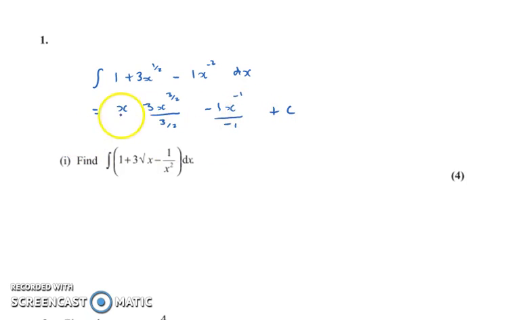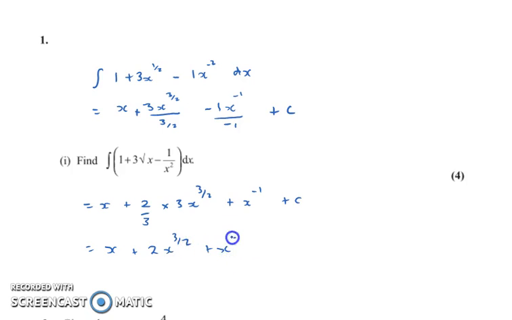We can't leave it like this. We're going to have to make it a little bit neater. When dividing fractions, don't be shy, flip the second one over and multiply. So we've actually got x add 2/3 times 3x to the 3 over 2. Minus 1 divided by minus 1 is just plus x to the minus 1 plus c. And that last step is x add 2x to the 3 over 2, add x to the minus 1 plus c.